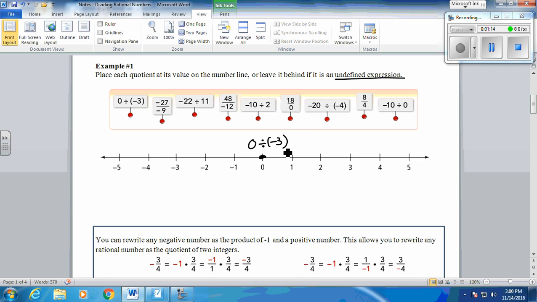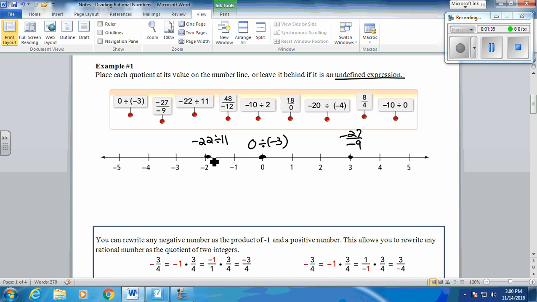Negative 27 divided by negative 9. A negative divided by a negative will give me a positive, so that gives me positive 3. So I will put negative 27 divided by negative 9 here. We keep going through. Negative 22 divided by 11. A negative divided by a positive will give me a negative. So that's negative 22 divided by 11. It goes at negative 22. Or excuse me, negative 2.